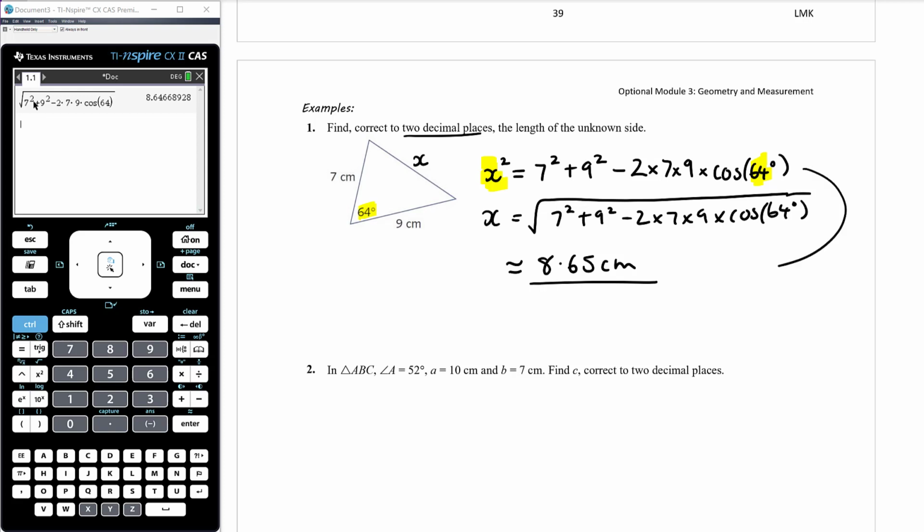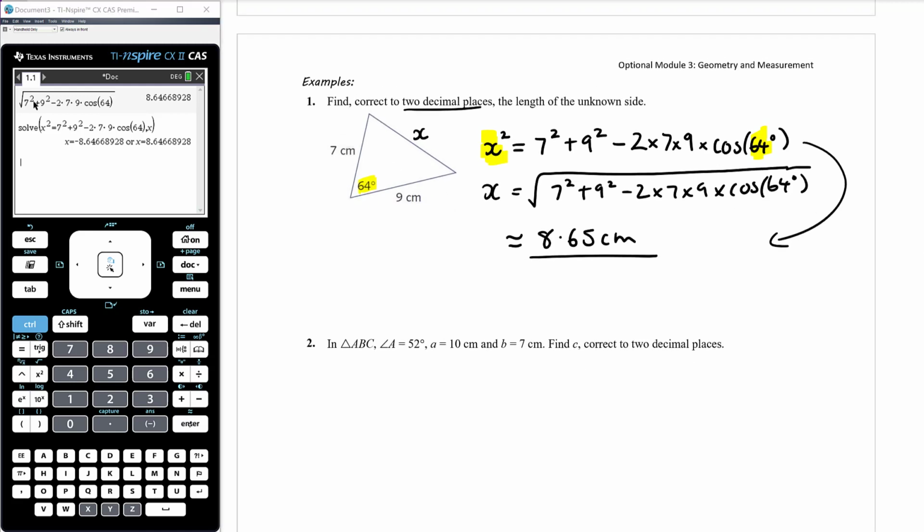We could solve right from here if you want. Menu 3.1, solving x squared equals 7 squared plus 9 squared minus 2 times 7 times 9 times cos of 64, solving that for x, Control Enter. You'll notice we do get two solutions here, but they're not both valid because one of them is negative and x is a side length, so I would ignore the negative solution, and x is 8.65 centimetres as we found.